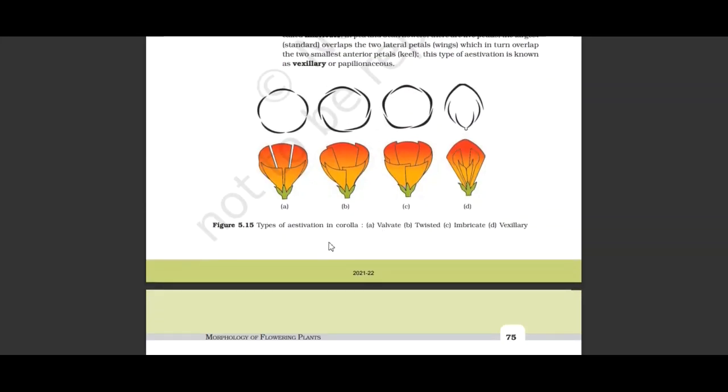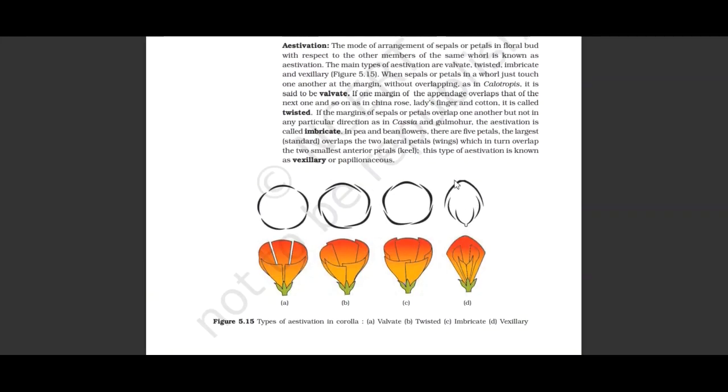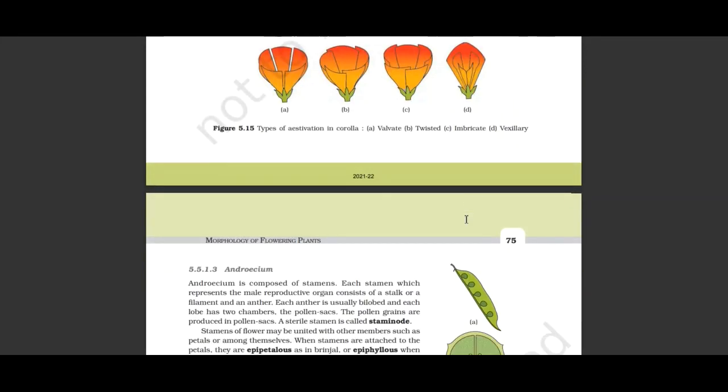Let us see the types of aestivation in corolla. First aestivation is valvate. Second is twisted. Third is imbricate. And fourth is vexillary. Vexillary aestivation is easy to remember because it includes 3 types of petals. First is the standard, the largest petal, which overlaps the 2 lateral wings, and then overlaps the keel.